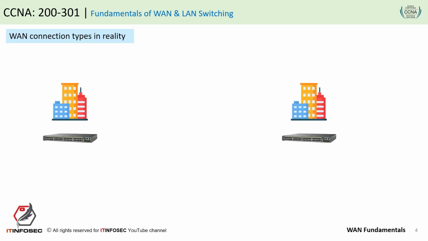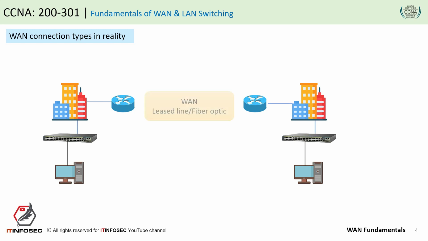Imagine you have this network, two buildings and two switches. Each building has a router and some computers connected to switches in each building, and the center of communication between the two buildings and two routers is WAN. For example, imagine a typical day at the branch office or at the office.